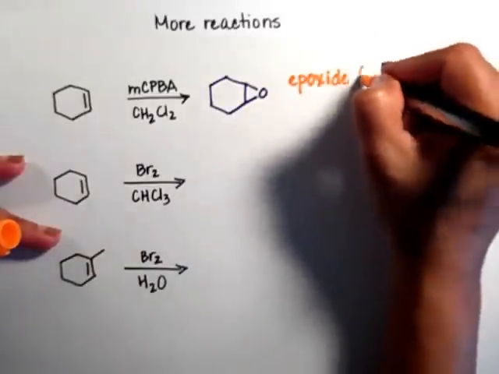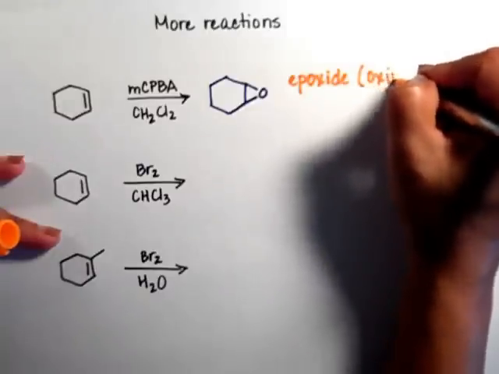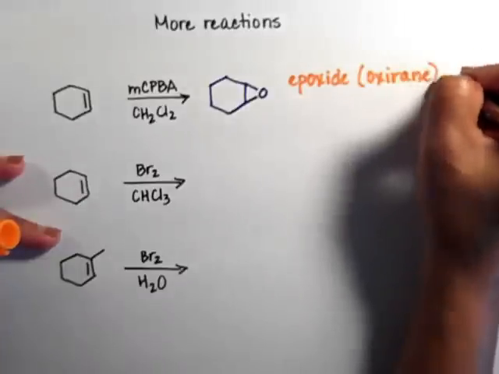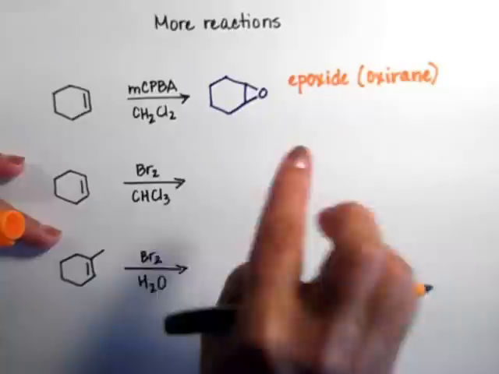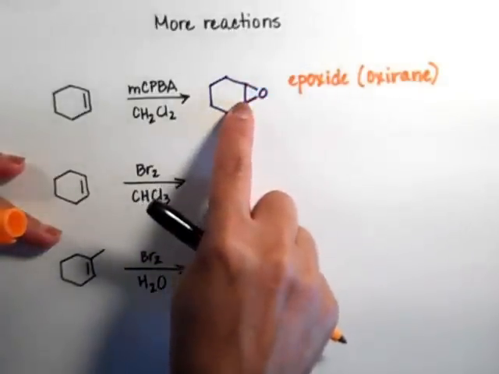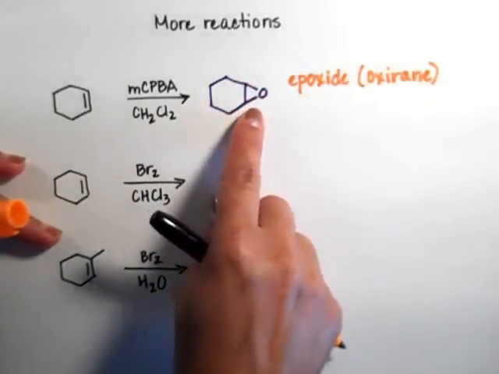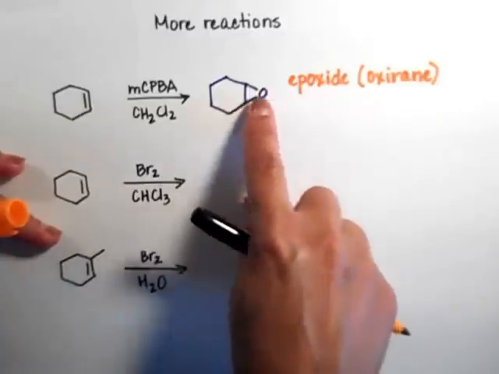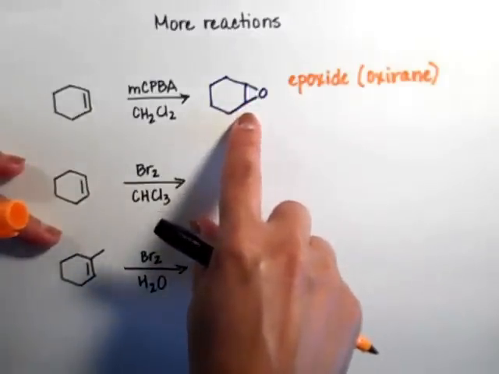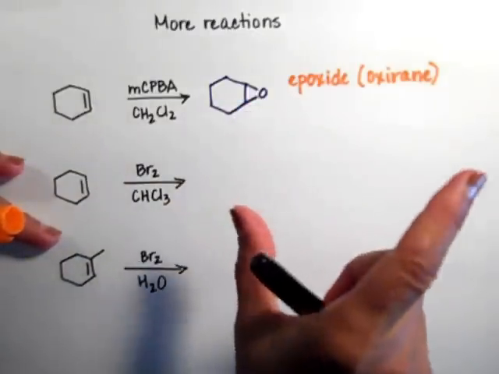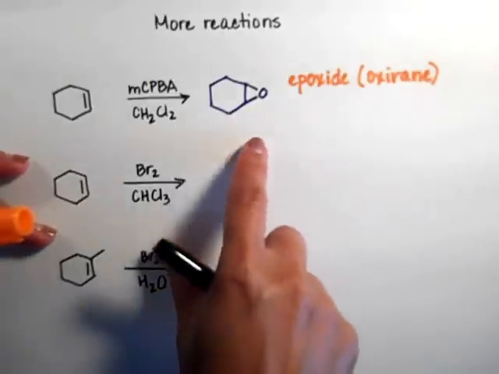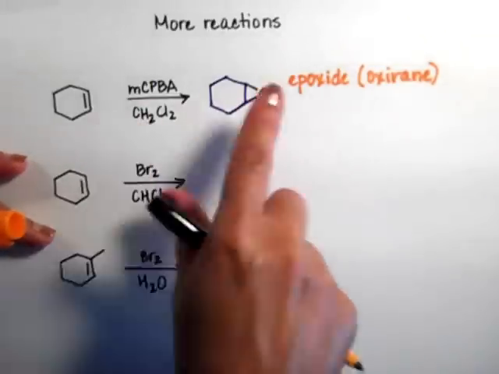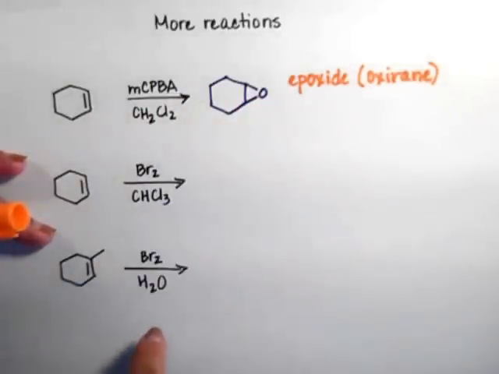Some people call it an oxirane, but whichever name you want to use, it's a three-member ring. And in a three-member ring, there's a lot of angle strain. So usually we make the epoxide and then we have a nucleophile attack the epoxide and pop it open. So that's one of the reactions that we're going to do after you make the epoxide.